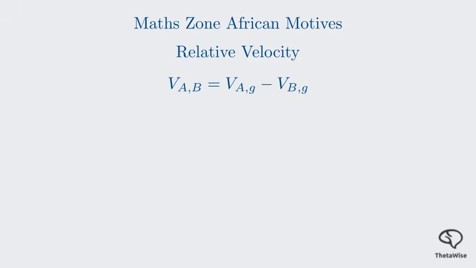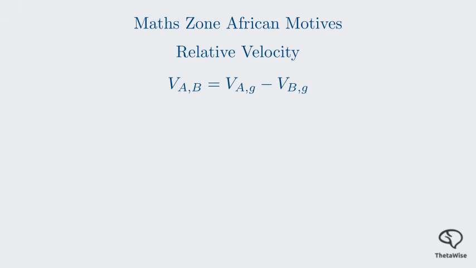This formula tells us that the velocity of A relative to B is equal to the velocity of A relative to a stationary reference frame, like the ground, minus the velocity of B relative to that same reference frame. An important concept in relative velocity is that of a stationary frame of reference, often referred to as the ground. This provides a common basis for all velocity measurements in a system.